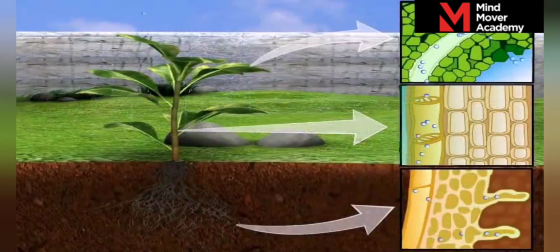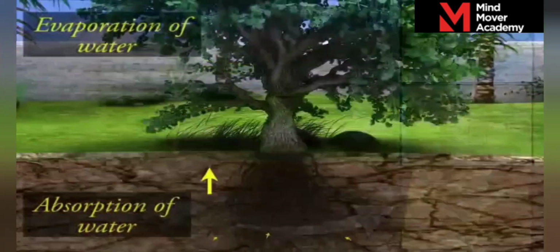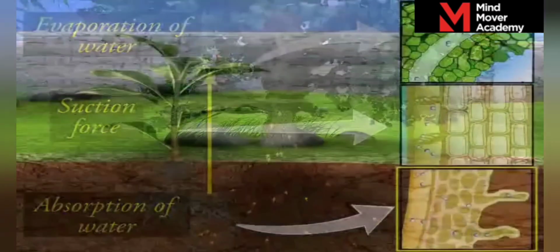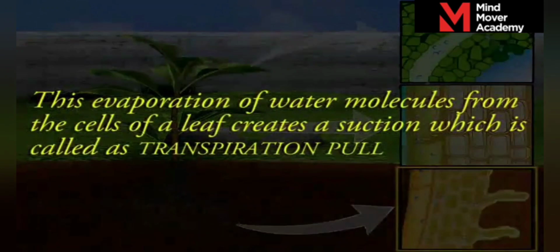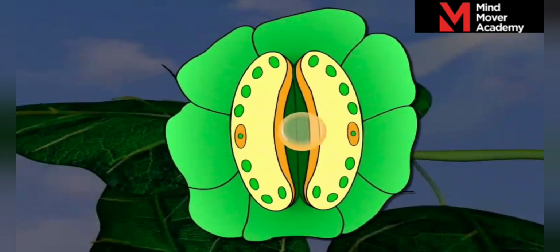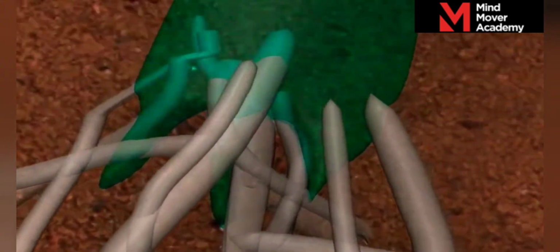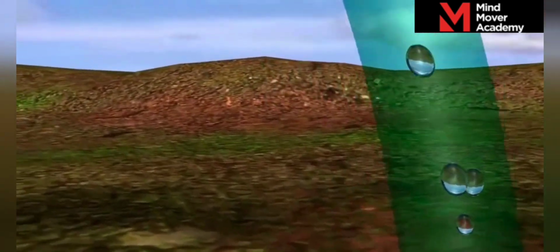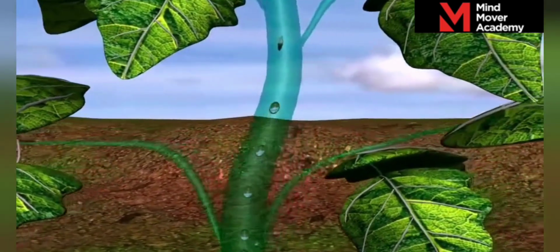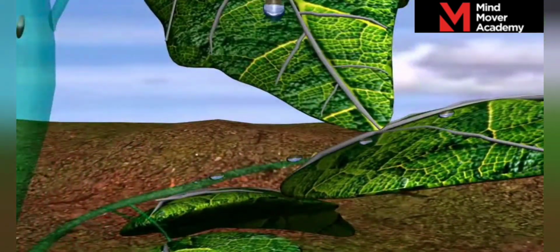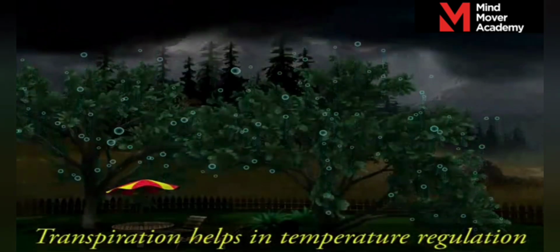This evaporation of water molecules from the cells of leaves creates a suction which pulls water from the xylem cells of the roots. This is known as transpiration pull. So the water which is lost through the stomata is replaced by water from the xylem vessels in the leaf. Thus, transpiration helps in the absorption and the upward movement of water and minerals from the roots to the leaves, and also helps in temperature regulation.